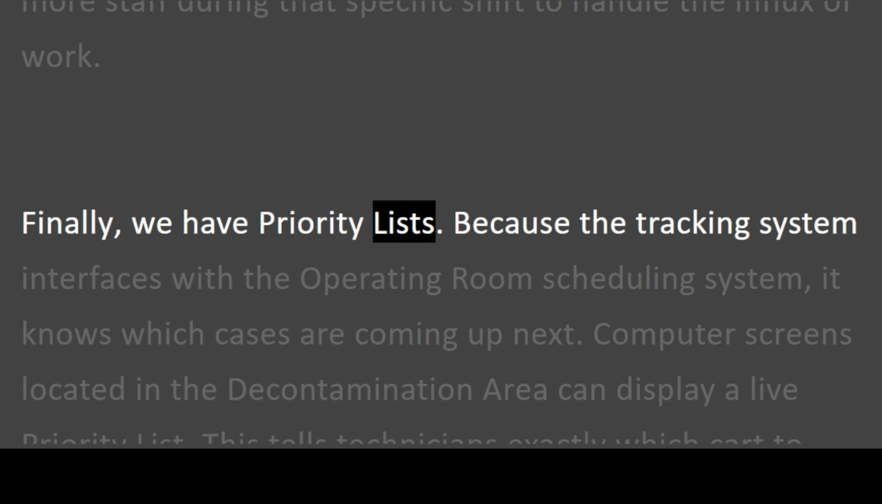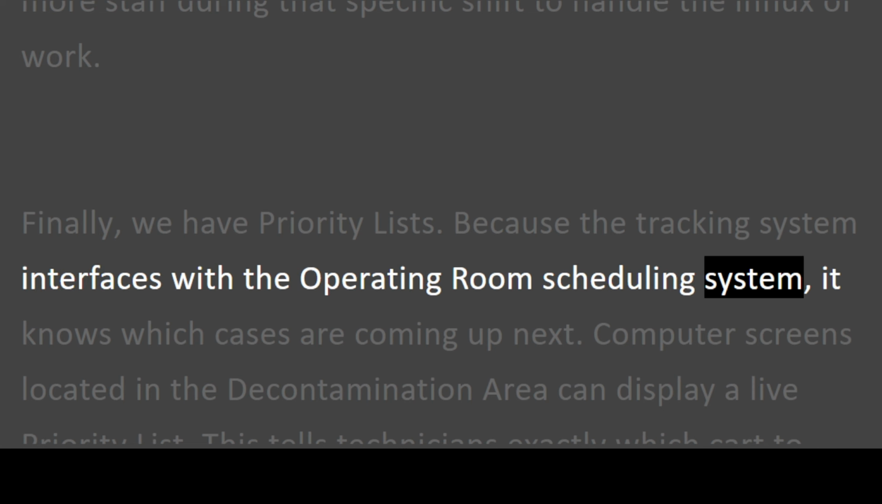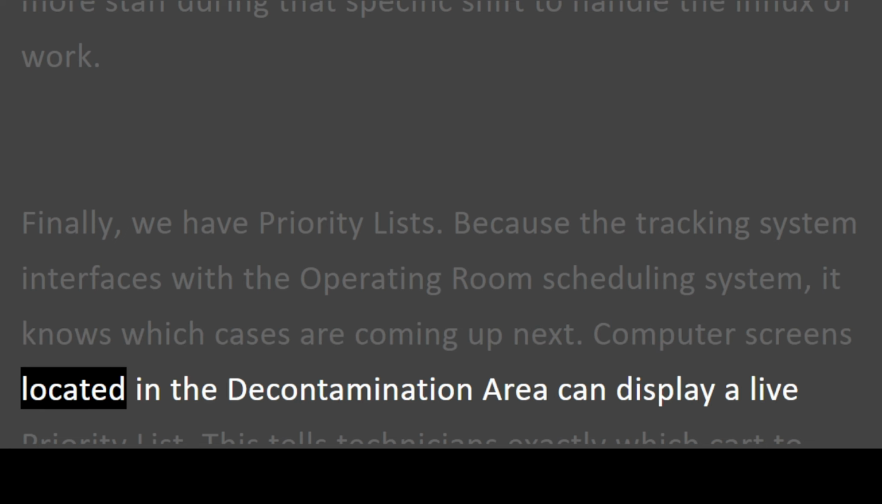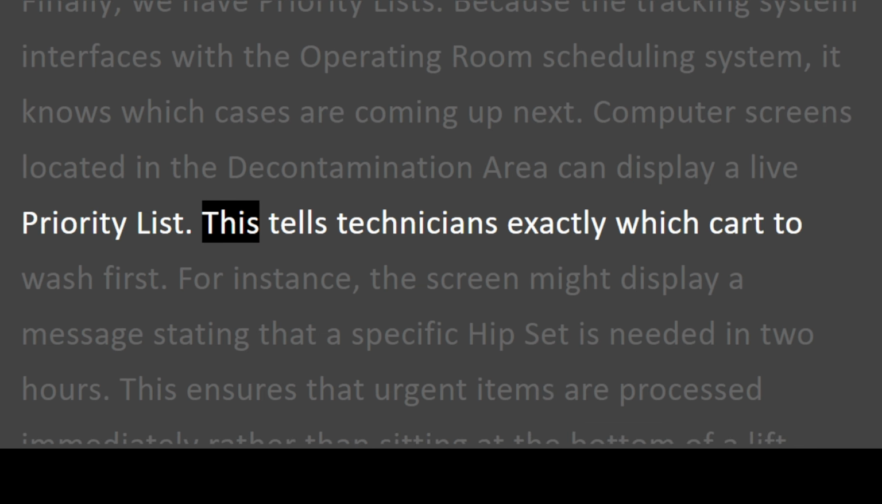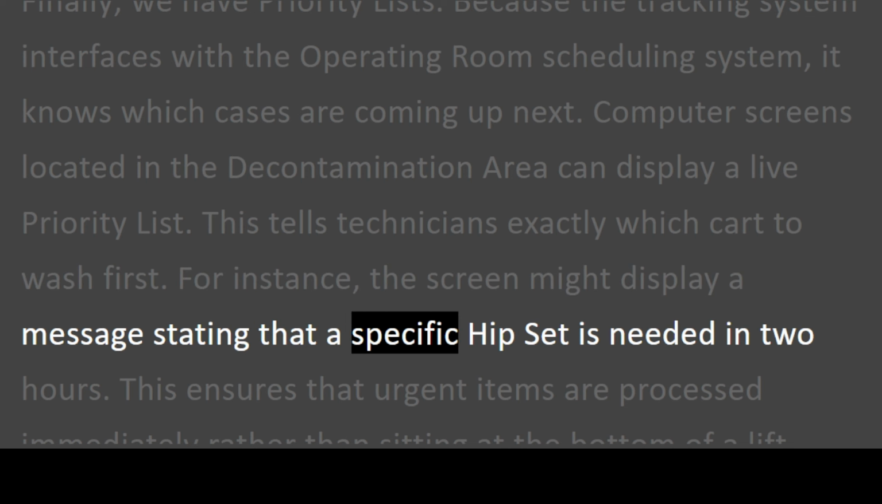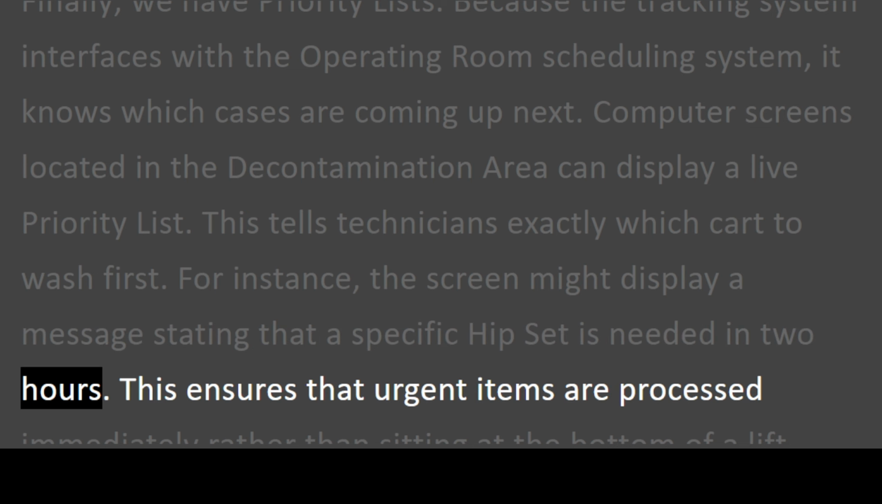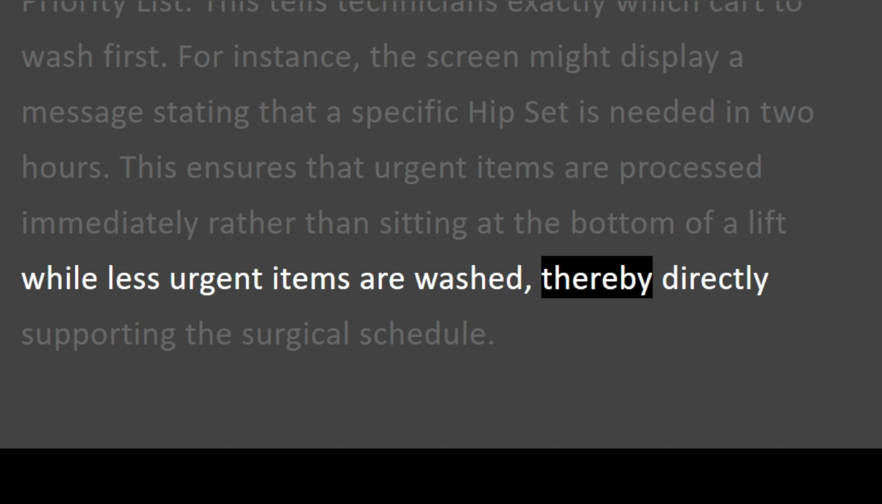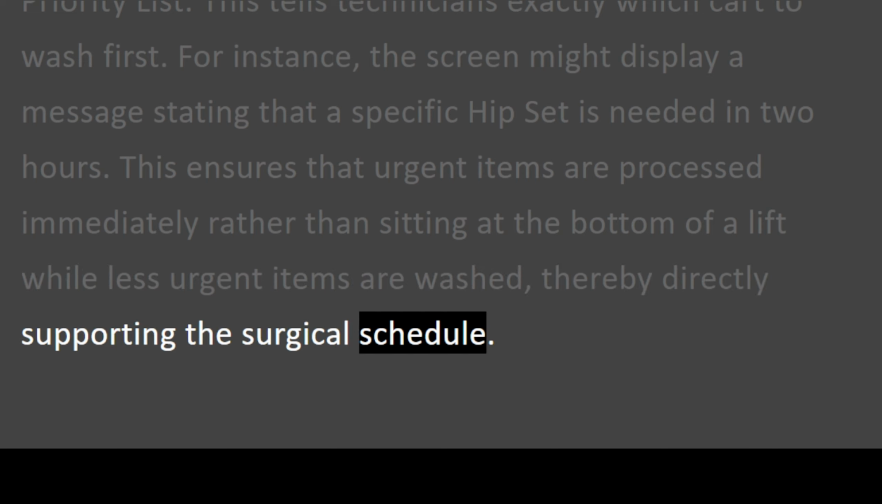Finally, we have priority lists. Because the tracking system interfaces with the operating room scheduling system, it knows which cases are coming up next. Computer screens located in the decontamination area can display a live priority list. This tells technicians exactly which cart to wash first. For instance, the screen might display a message stating that a specific hip set is needed in 2 hours. This ensures that urgent items are processed immediately rather than sitting at the bottom of a lift while less urgent items are washed, thereby directly supporting the surgical schedule.